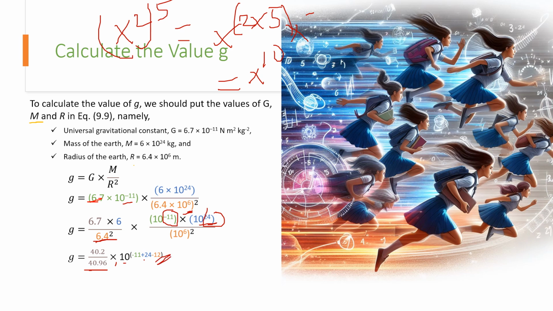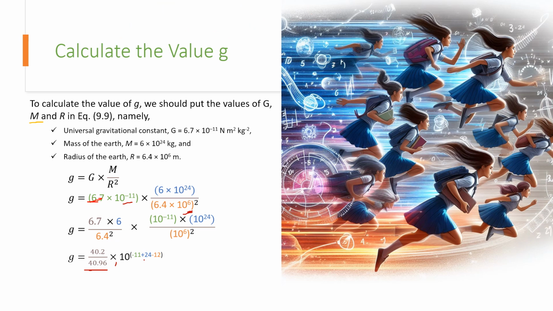These are a few mathematical terms we should already know. Perfect, right? So now let's solve it. So what is this? 10 to the power of minus 11 minus 12. How much does it become? Minus 11 minus 12 is minus 23. Minus 23 plus 24 is 1. 10 to the power of 1 is 10.